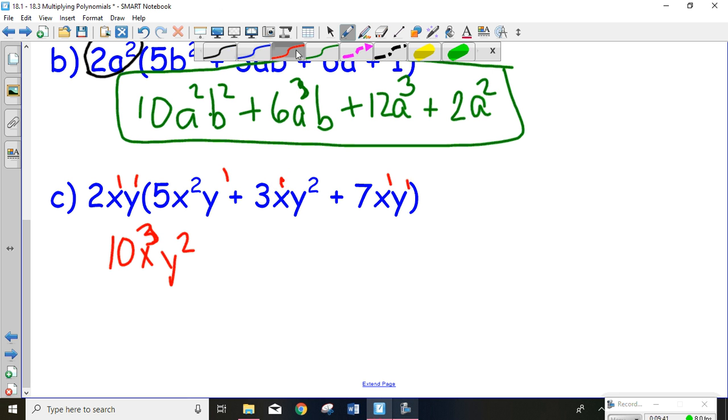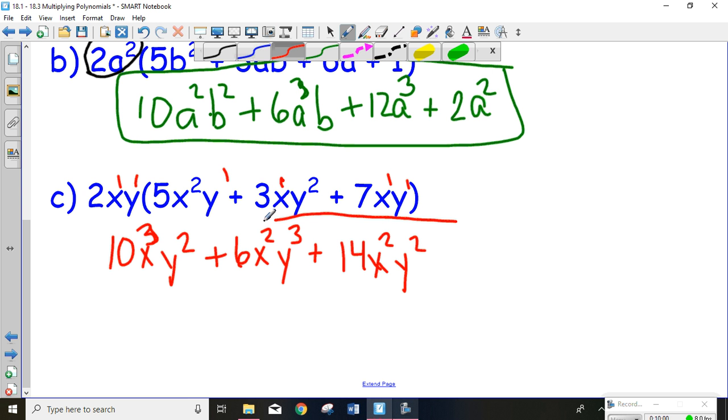So now when I do 2xy times 3x squared y, 2 times 3 is 6, x times x is x squared, y times y squared is y to the 3rd, plus 2 times 7 is 14, x times x is x squared, y times y is y squared.